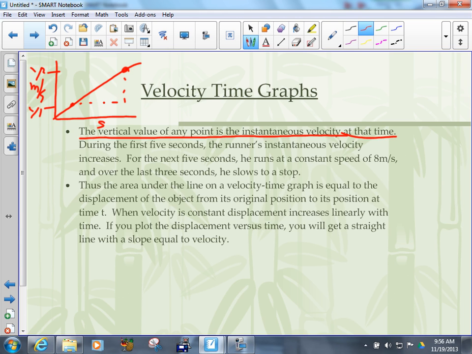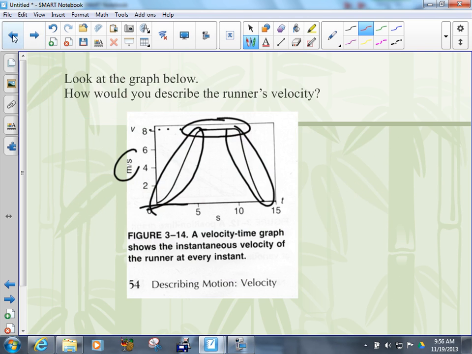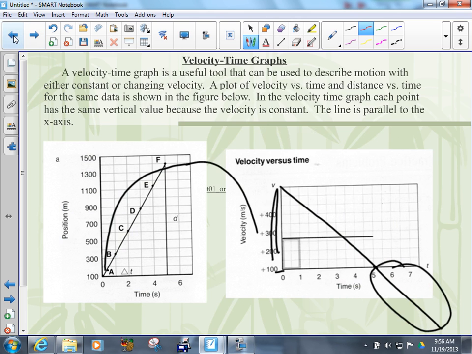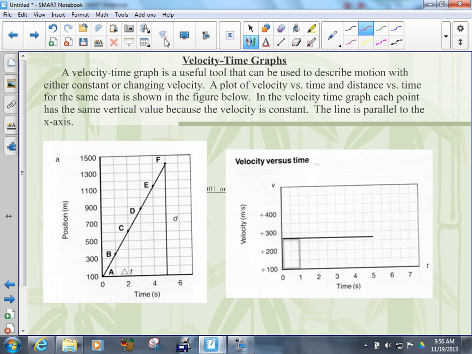The other thing you can get from a velocity versus time graph is displacement. The area underneath the line on a velocity time graph is equal to the displacement of the object. So I'm just going to go back here a couple of slides. How far does this object go in the 5 seconds it's moving?